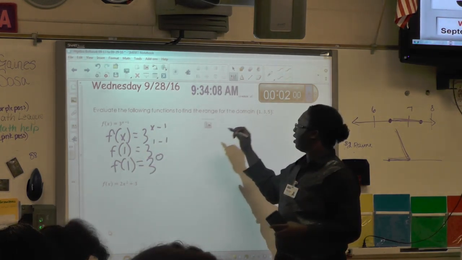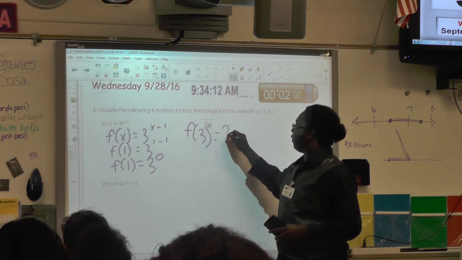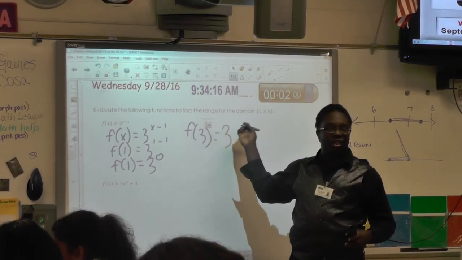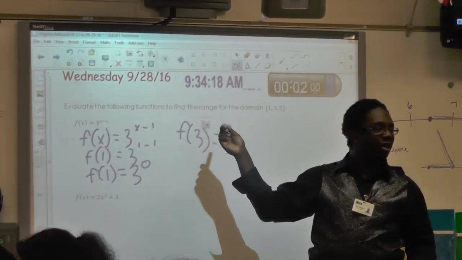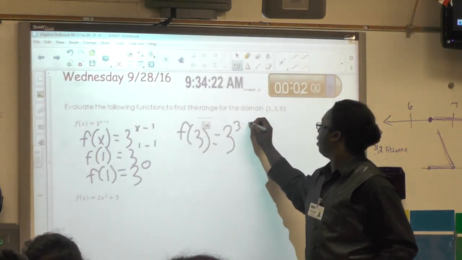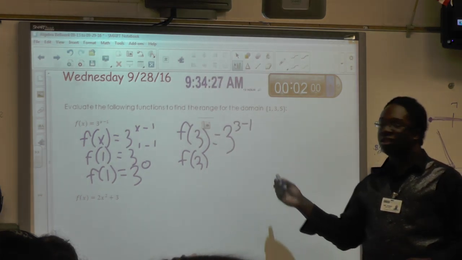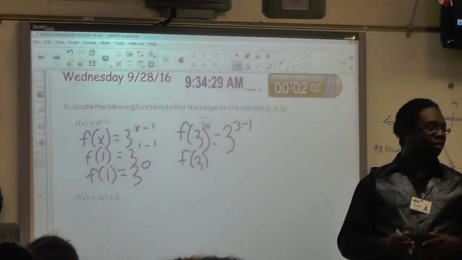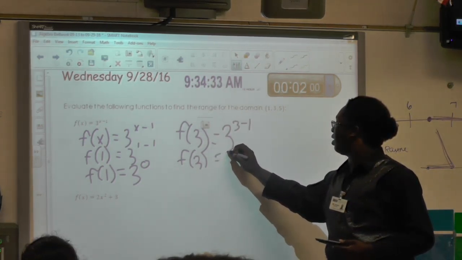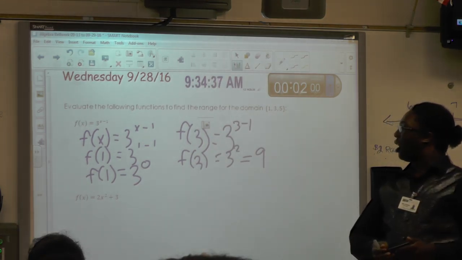Now we also have to find f of 3. Now for f of 3, what do we do on top? Are we going to change anything different? We're going to do the same thing as we did for 1. We get f of 3 is equal to what? 9, yes, 3 squared is equal to 9.